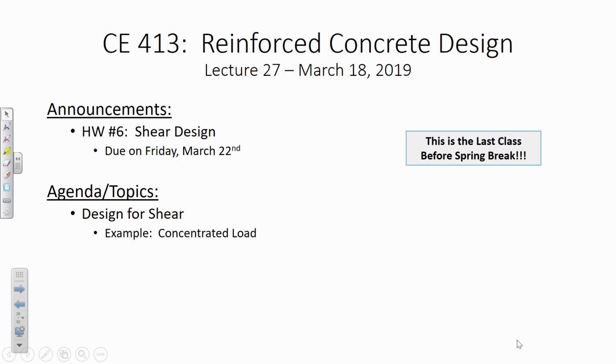Now, let me show you what we're going to do today. We're going to do a shear design example, and the loading is going to be different. We're going to have concentrated loads. Now, I want everybody to look up here. I have the solution, and I'm going to hand you the solution out here in a second. And I'm going to pull it up on the screen.